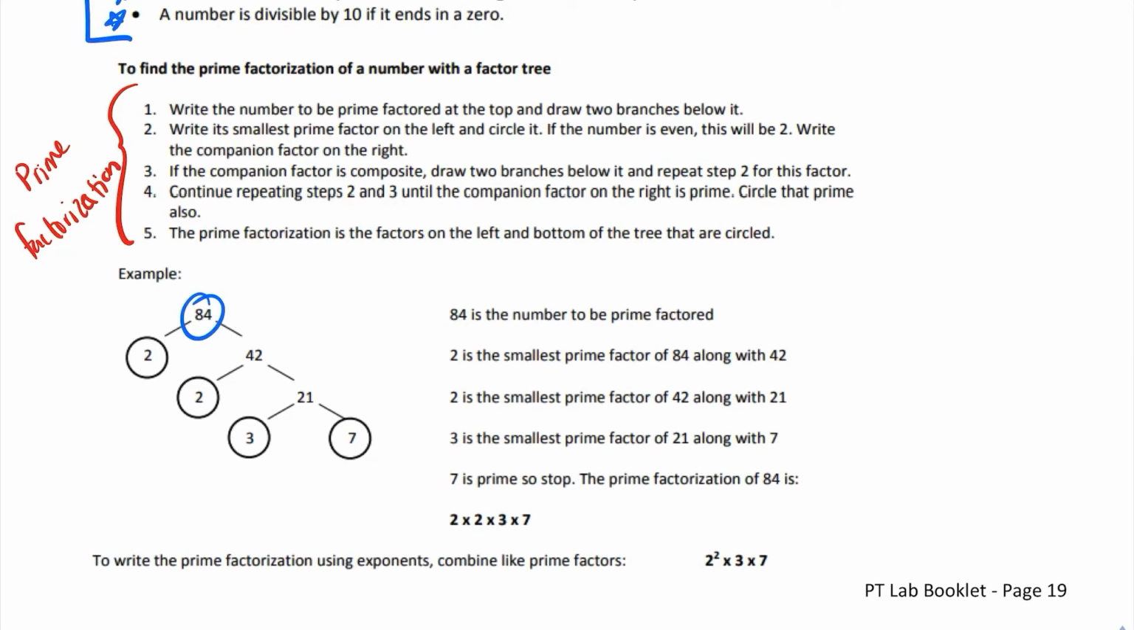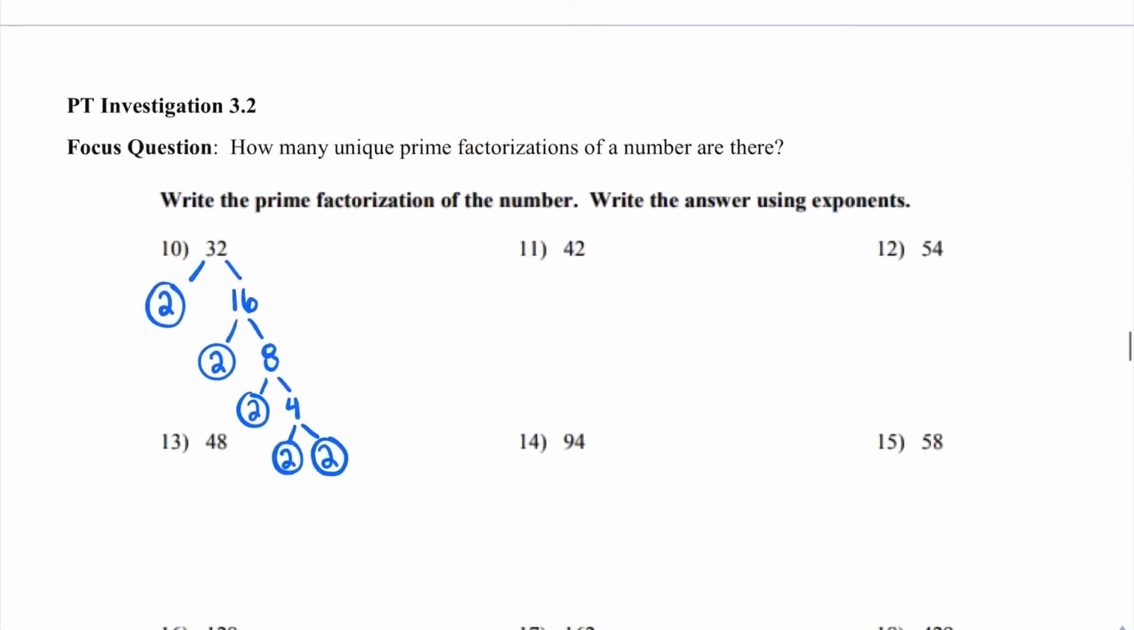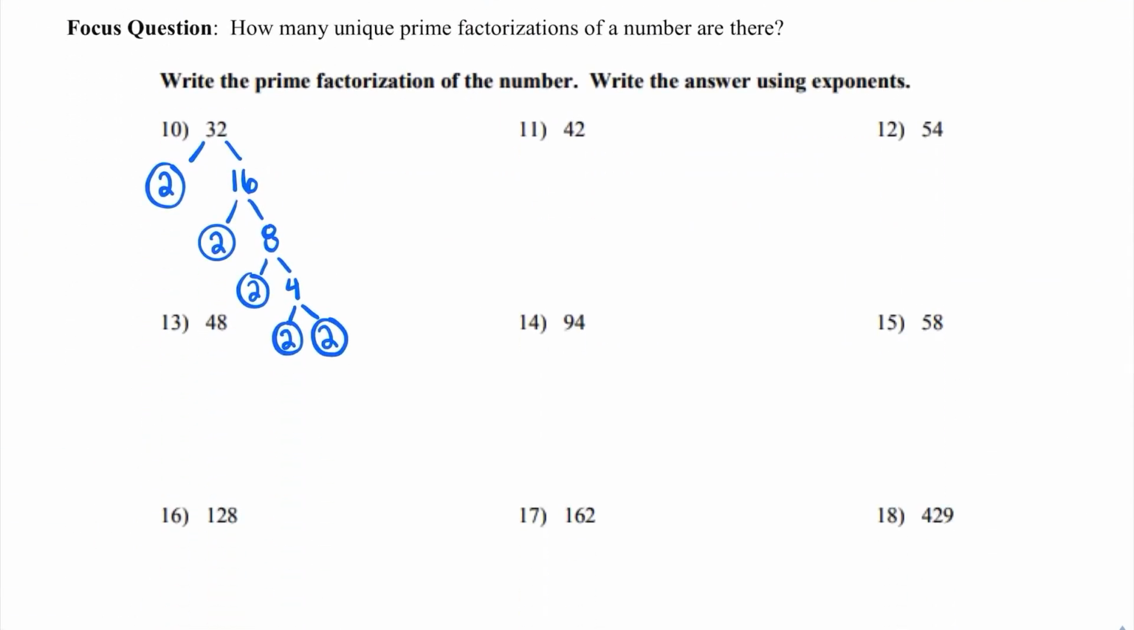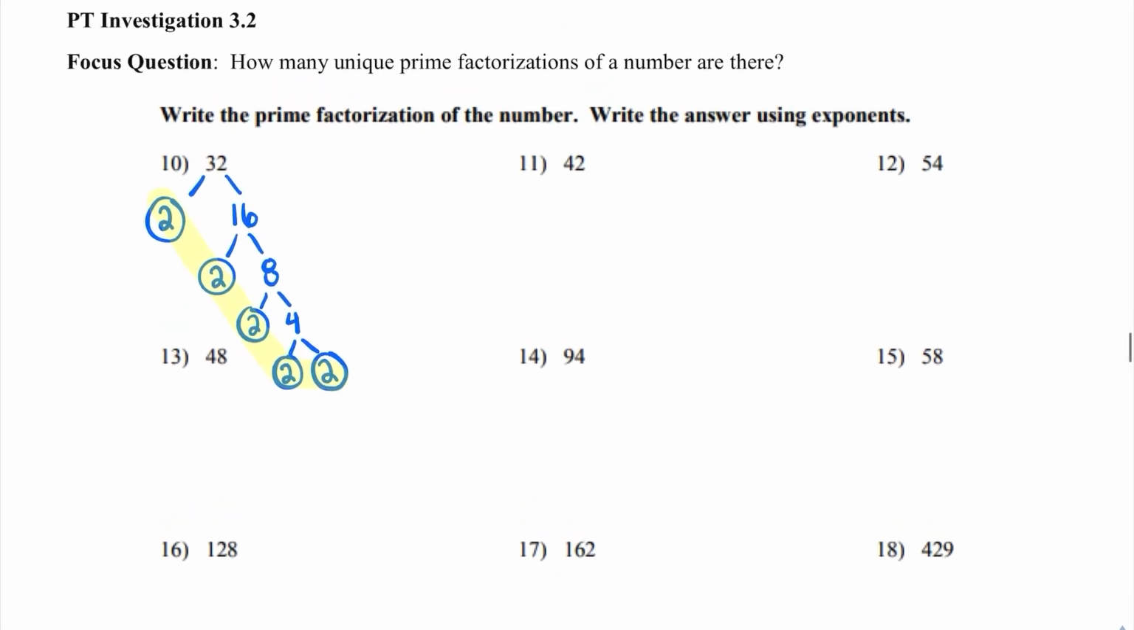Now, going back to my to-do list, number 5 says the prime factorization is the factors on the left and bottom of the tree that are circled. So I'm going to highlight them here. All of the numbers that are circled become your prime factorization. It creates that little slanted L or a backwards check mark. So I'm going to write the prime factorization like this: 2 times 2 times 2 times 2 times 2. I have 5 2's.